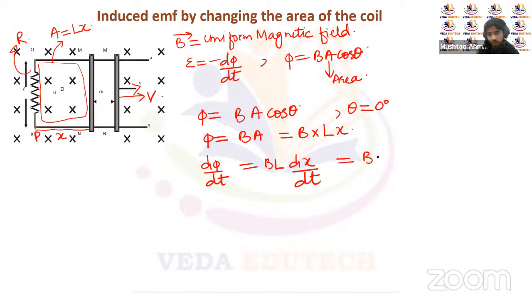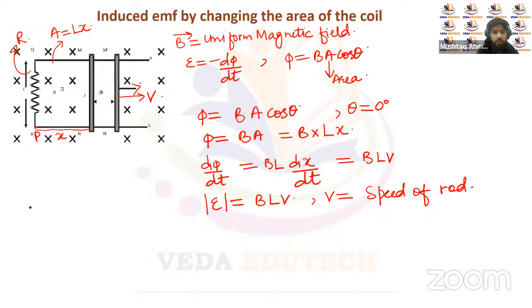So the EMF induced will be dΦ over dt, right? Or we can say that the modulus of this EMF induced is actually equal to B L V, right? So this is the EMF induced in this section. In this coil, the EMF induced will be given by BLV, where V is the speed of the rod.